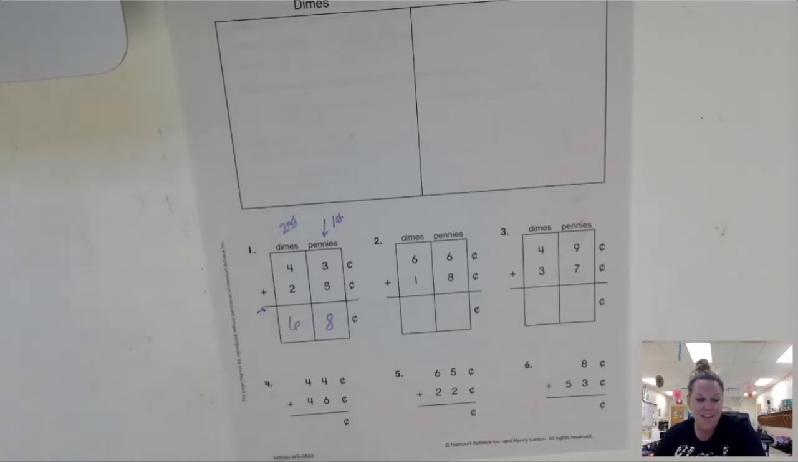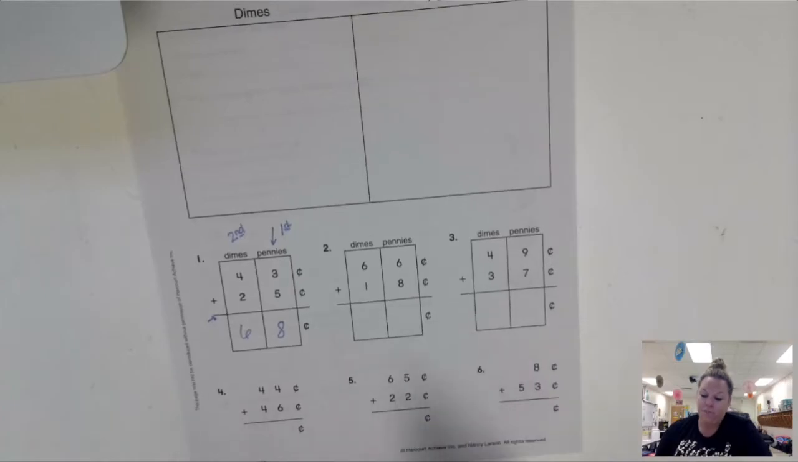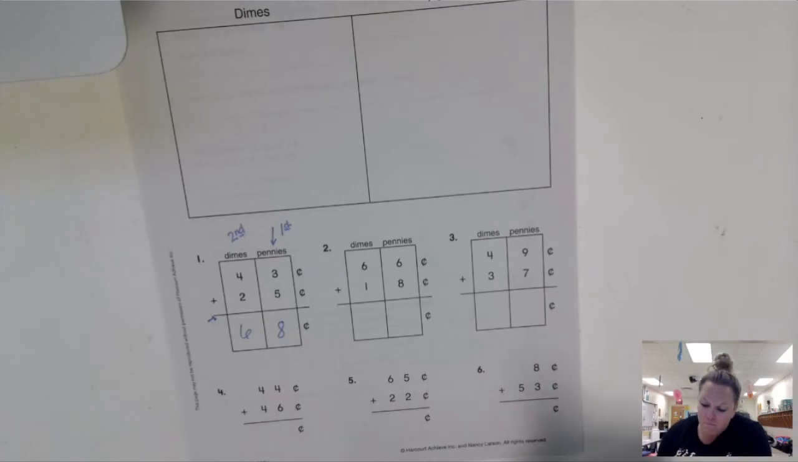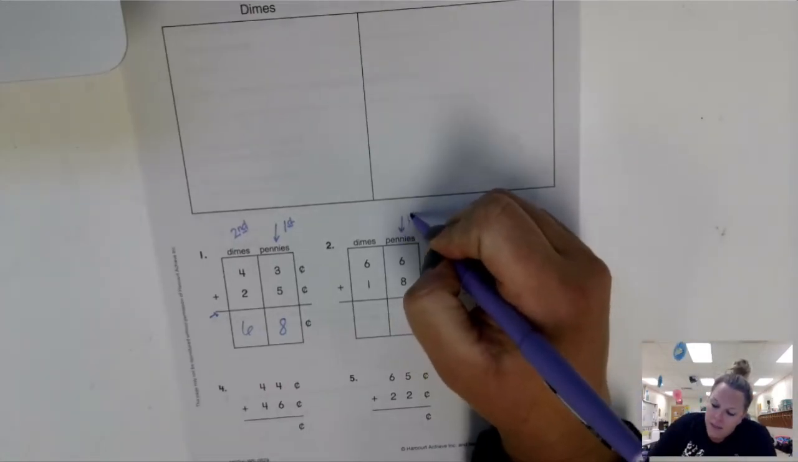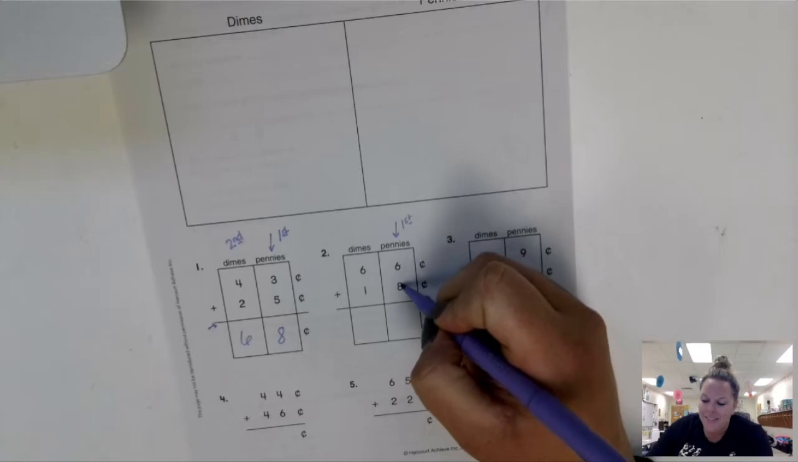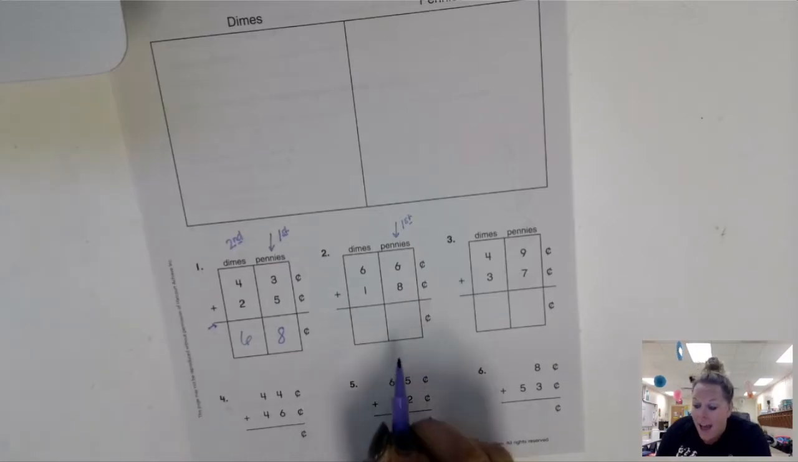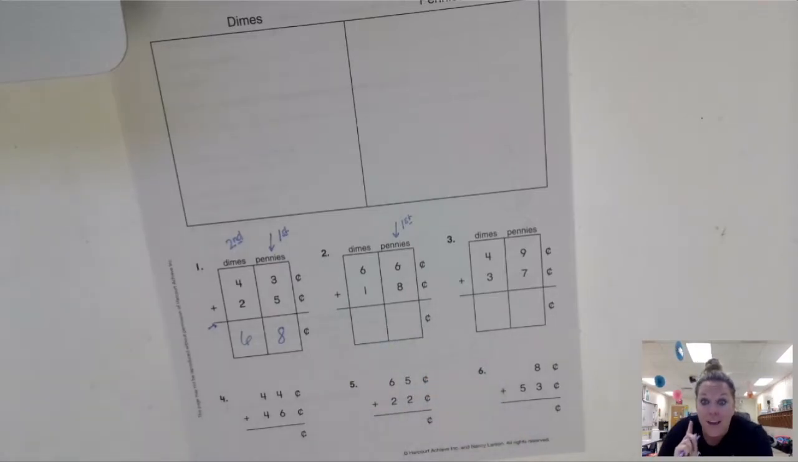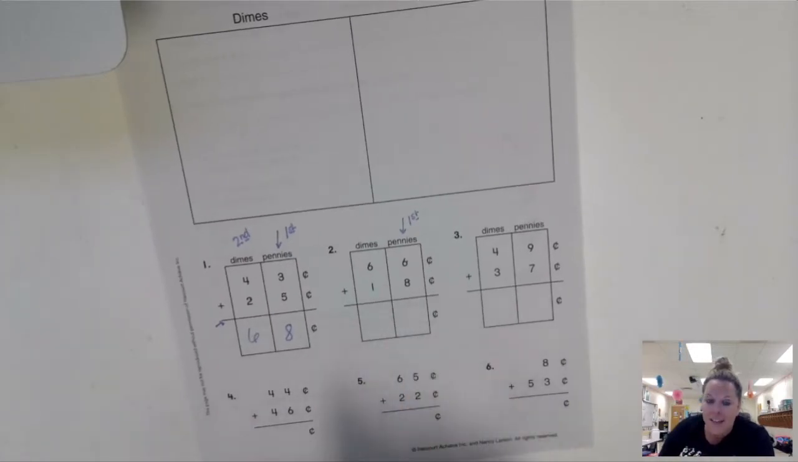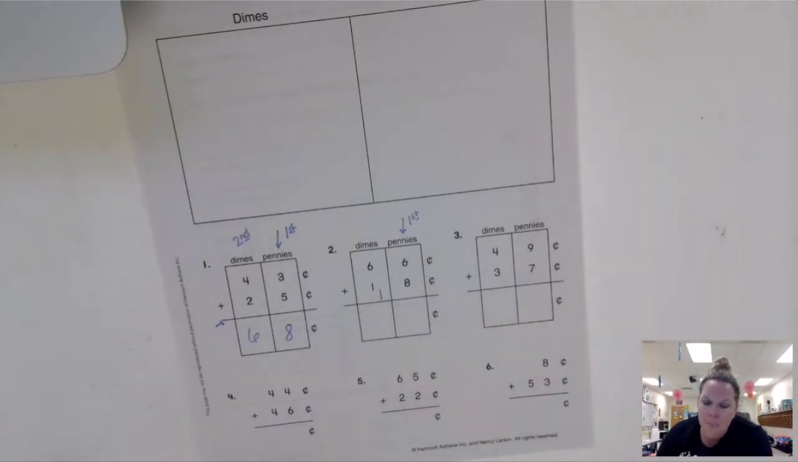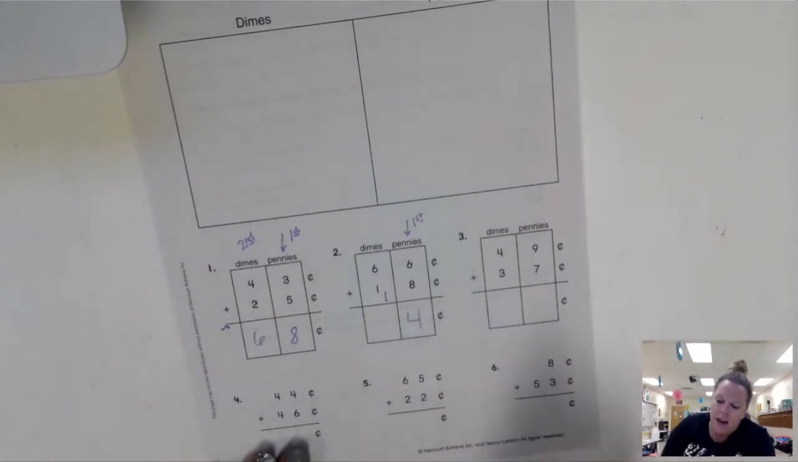Okay. Let's go ahead and try problem number 2. This time we have 66 pennies plus 18 pennies. We need to start with our pennies first. We have to add 6 plus 8. Oh, did you get 14? I can't put 14 down here because remember, I can only put one digit in each of the spots. 14, that's more than 10, isn't it? So I'm going to be trading. So I'm going to put a 1 right there, and I'm going to put a 4 down below.